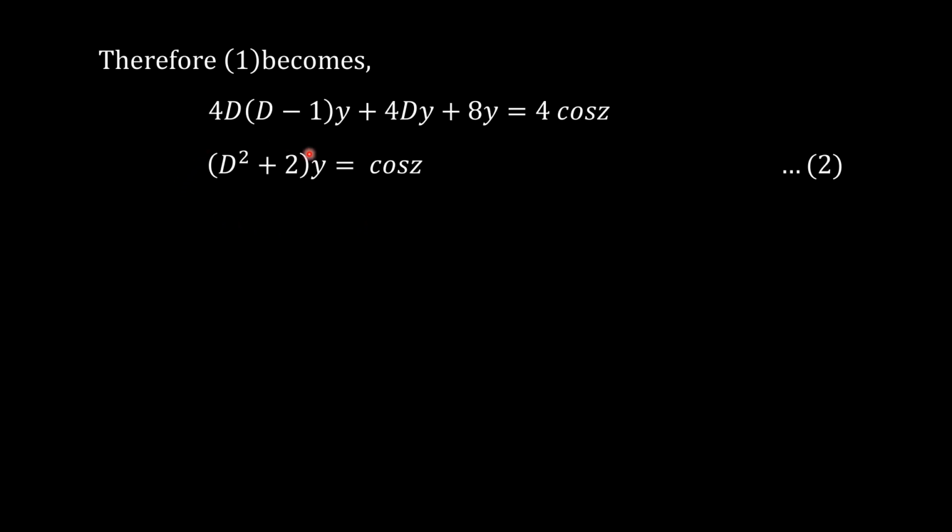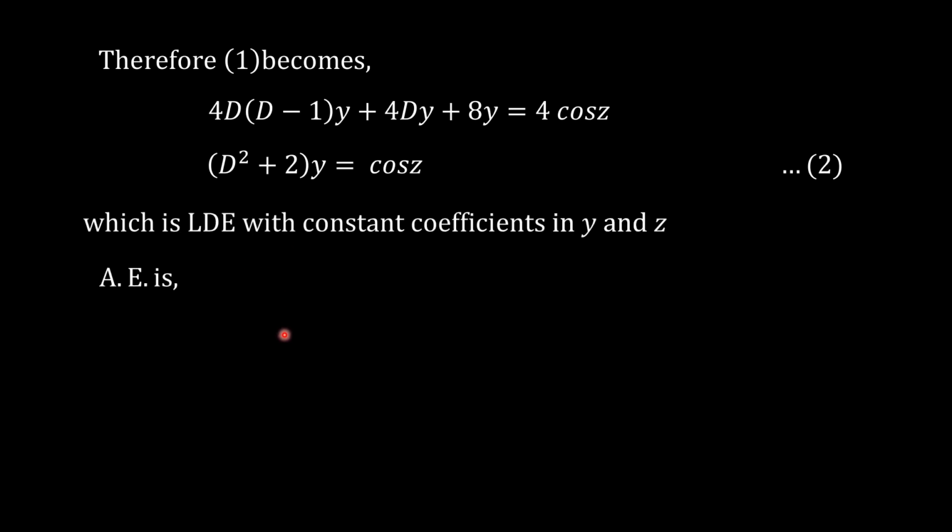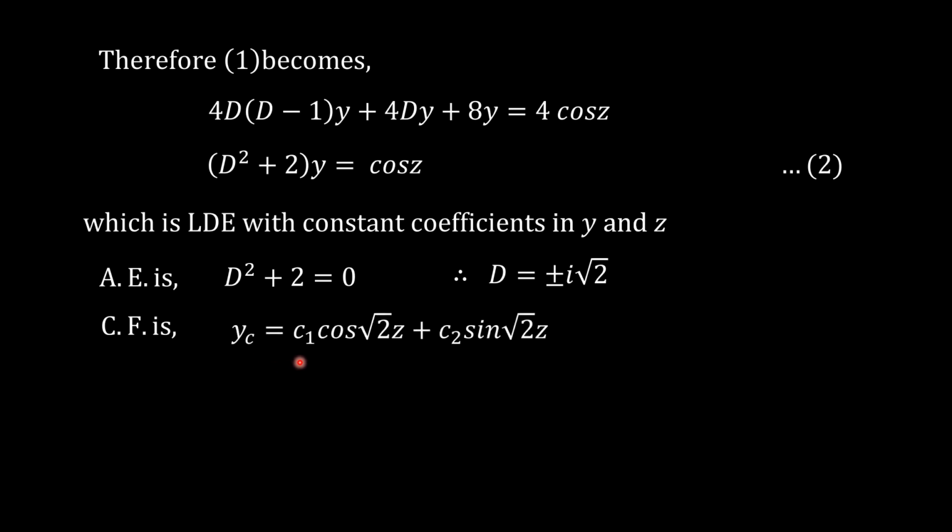So this is the required linear differential equation with constant coefficients, whose auxiliary equation is D square plus 2 equal to 0, roots are plus minus i root 2. Hence, the complementary function is yc is equal to c1 cos of root 2 z plus c2 sin of root 2 into z. Now we'll go for finding yp.